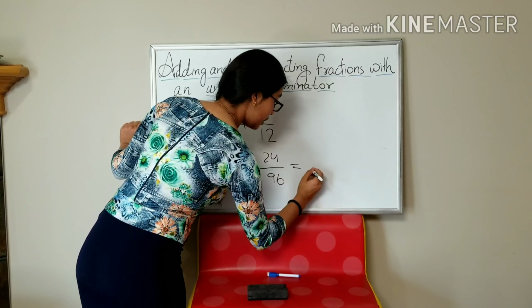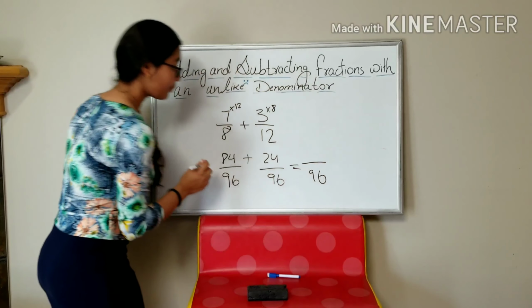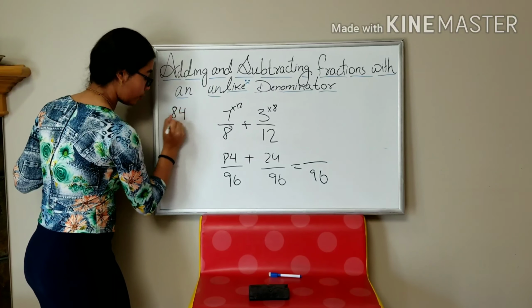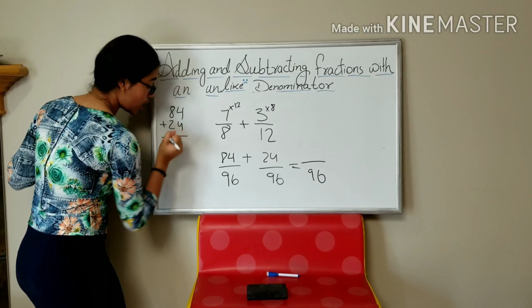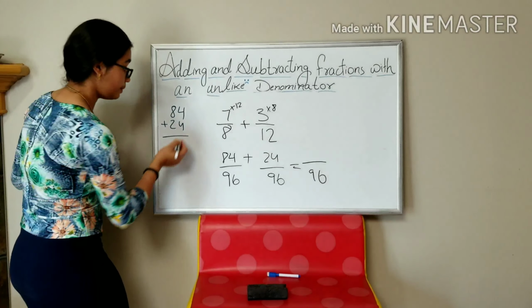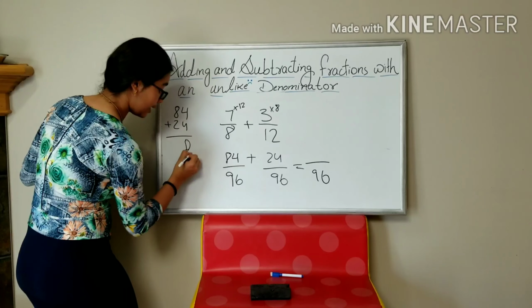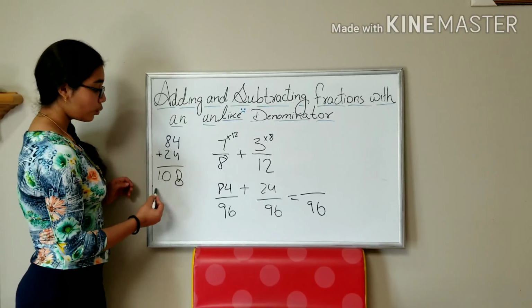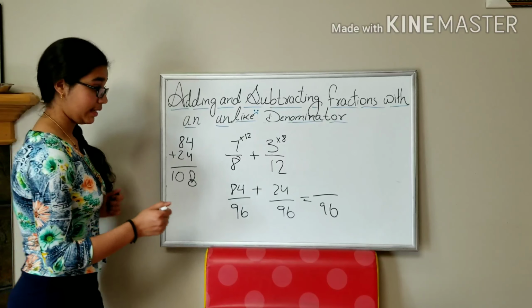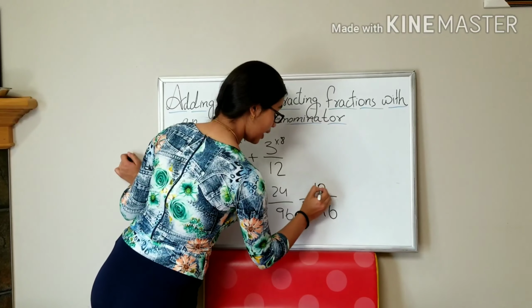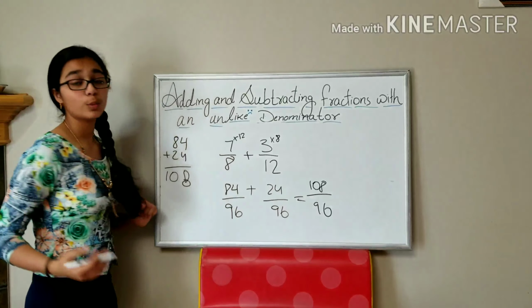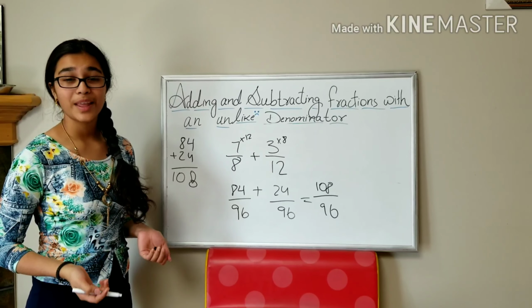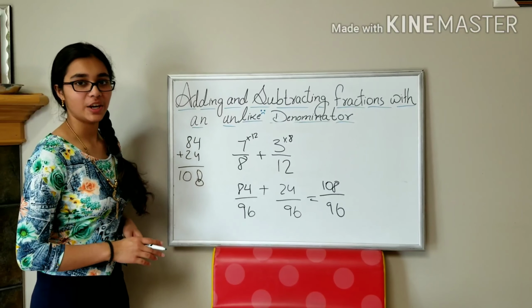And as we can see with this question, if we add 84 plus 24, we're going to get an improper fraction. 4 plus 4 gives us 8, and 8 plus 2 gives us 10, so we've got our answer as 108. If we put in 108, we can see that this fraction will be an improper fraction. And that topic will be for another video.